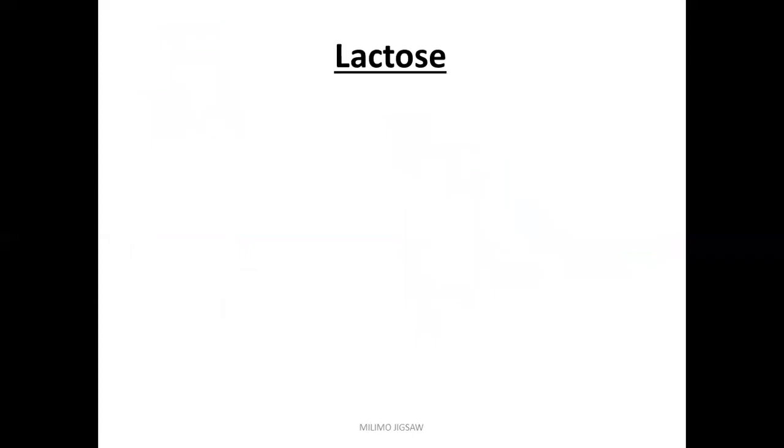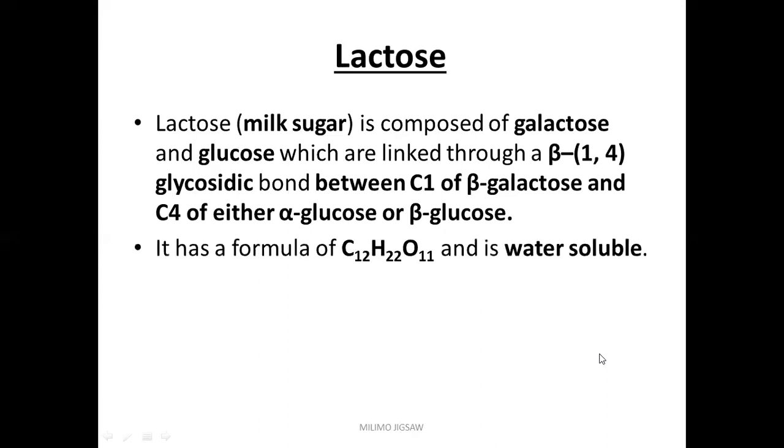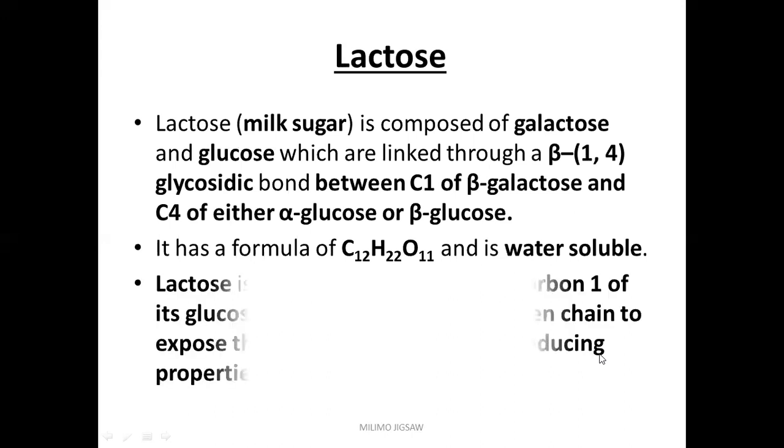Then we have lactose, also called milk sugar. This one is composed of galactose and glucose, linked through a beta 1,4 glycosidic bond. It simply means that this is a reaction between C1 of beta galactose and C4 of glucose. So it's a beta 1,4 glycosidic bond. It has the same formula as sucrose, C12H22O11, and it is water soluble as well.